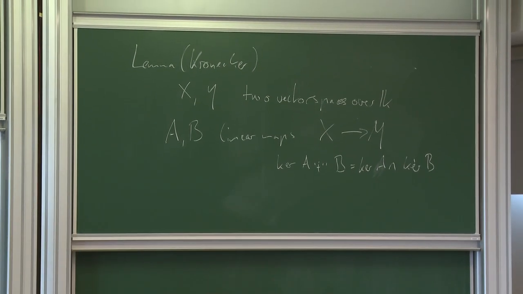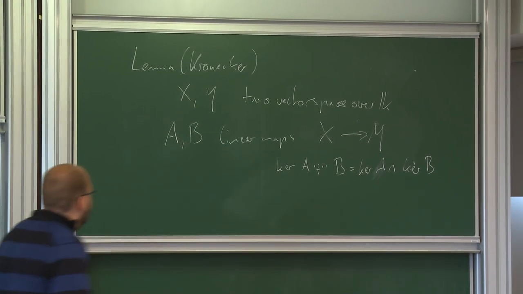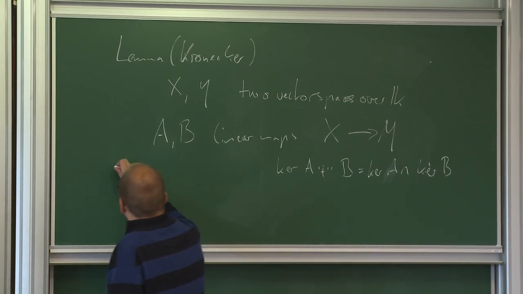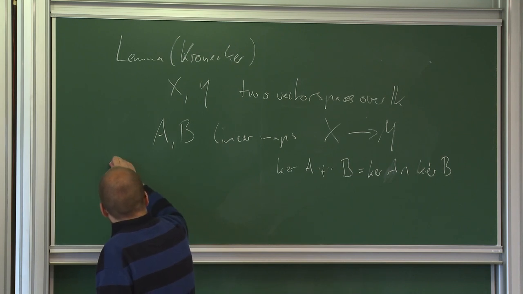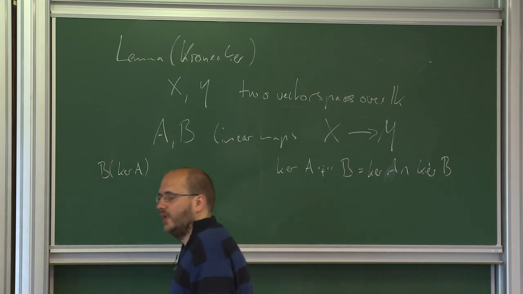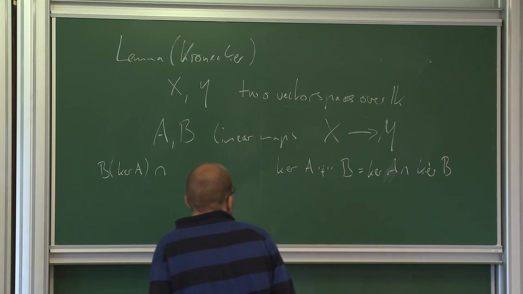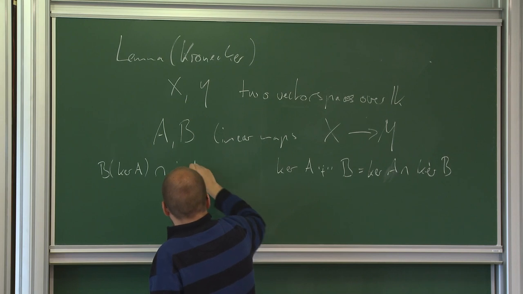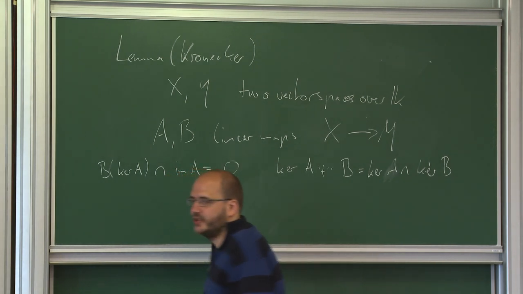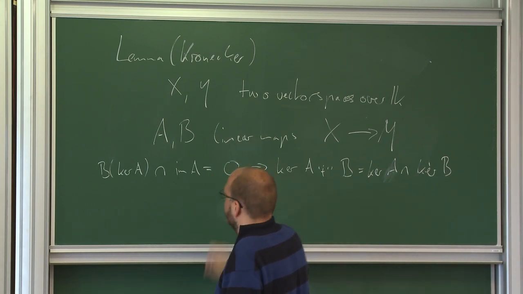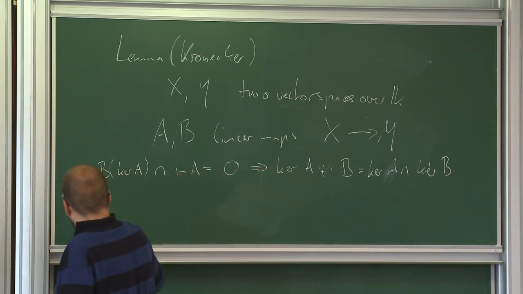So how do I ensure that? Well, here's a nice and sufficient condition. It is that I take the kernel of A, and I map it under B. And then I intersect it, so now I'm sitting in Y, with the image of A. And I want this intersection to be trivial. Okay? Then this is true. So this is the first point.